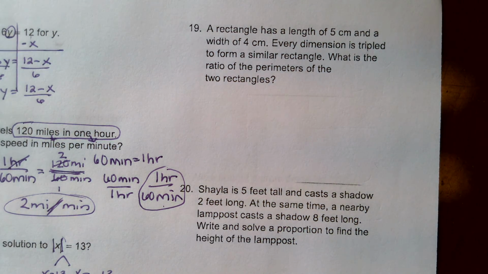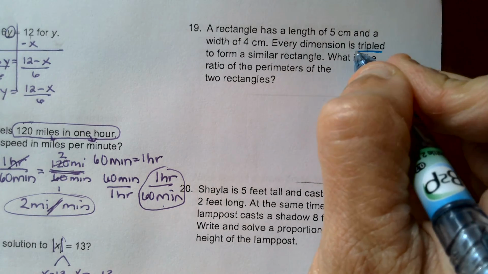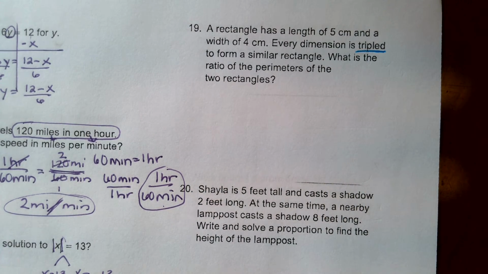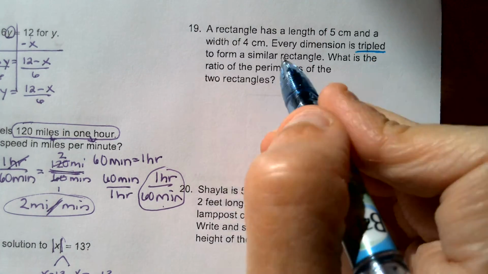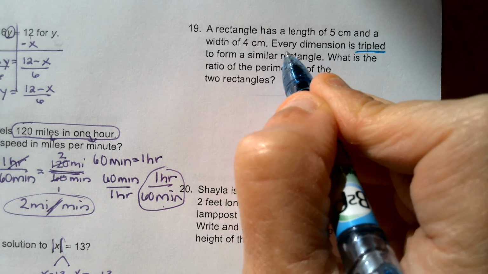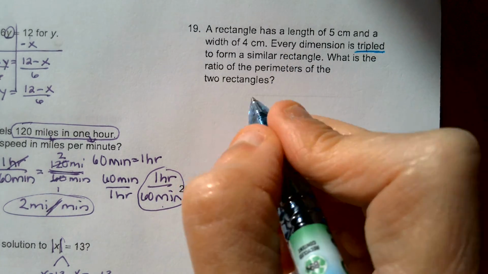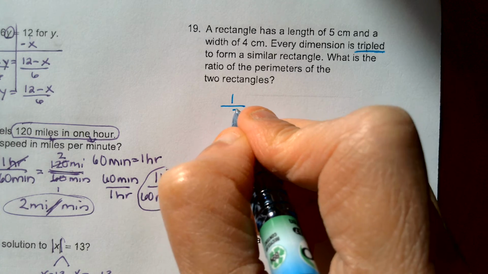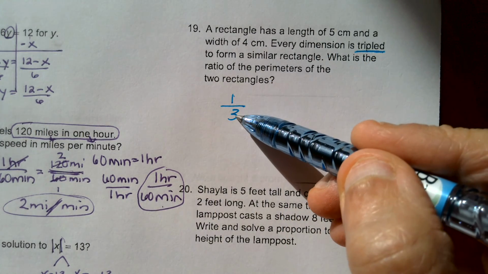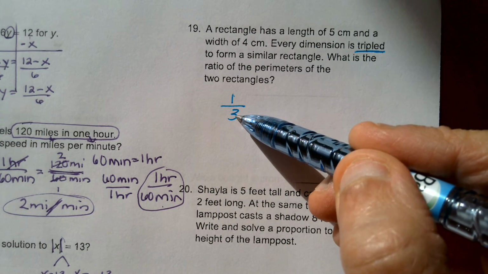So number 19, a rectangle has a length of 5 centimeters and a width of 4. Every dimension is tripled to form a similar rectangle. What's the ratio of perimeters? So remember, they give you the lengths, but they're not necessarily even needed because they want you to find the ratio. Every dimension is tripled. So that's actually your ratio, 1 to 3. If you have one, you multiply it by 3 to get the other. That's how they do it.